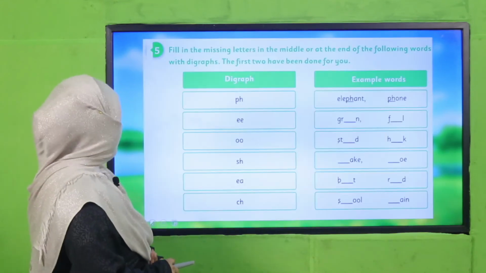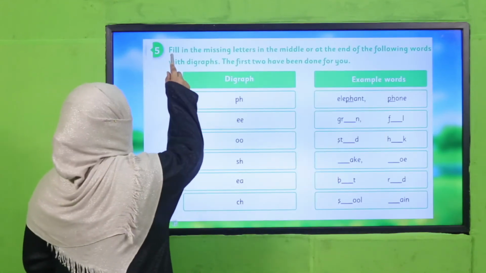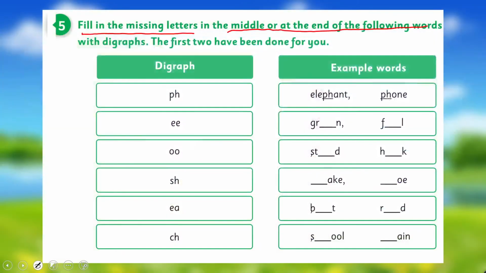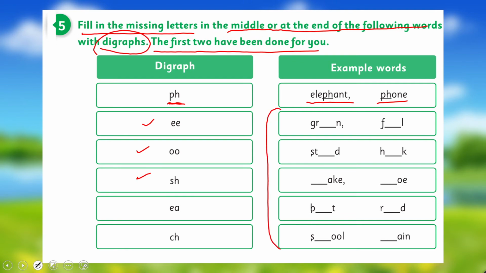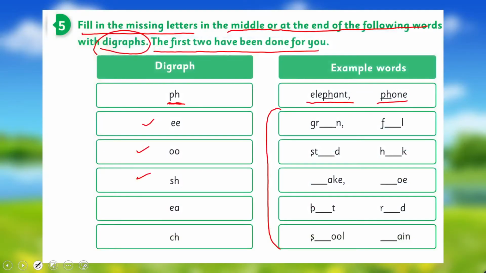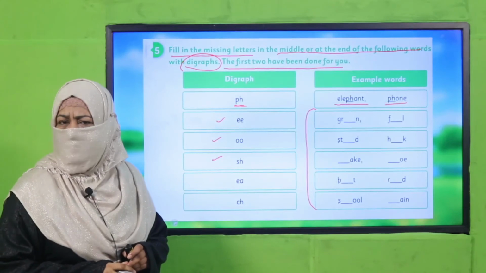Good job. So let's practice it in your book. Fill in the missing letters in the middle or at the end of the following words with digraphs. The first two have been done for you. All right, so this is the digraph. By using this digraph, we have made the words elephant and fawn. Now keeping these digraphs in your mind, complete these words. Pause the video, complete this exercise in your book, and then come back. Yes, my dear children, are you done with it?